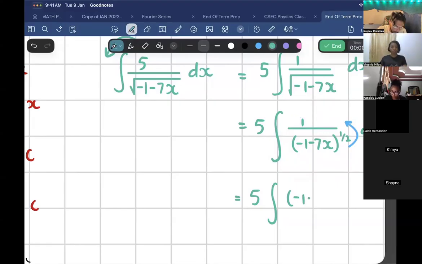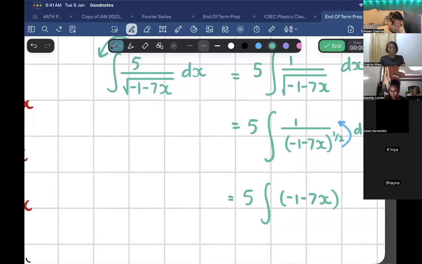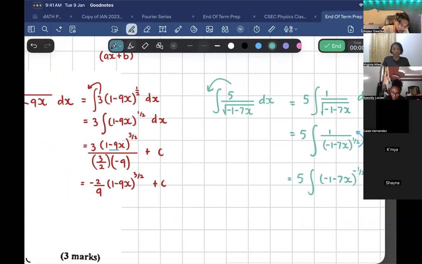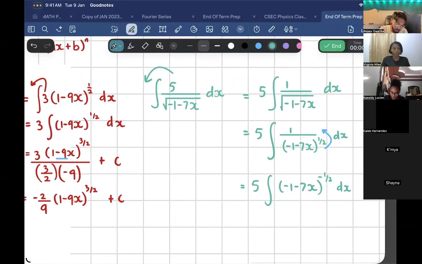So I'm just going to write -1 minus 7x, and I'm going to raise that to what power? Minus a half. Is it in a form now where I could integrate it, that we know how to deal with? Yes, sir. It is. So come on, run me through these steps. You have to add 1 to minus a half. Right?